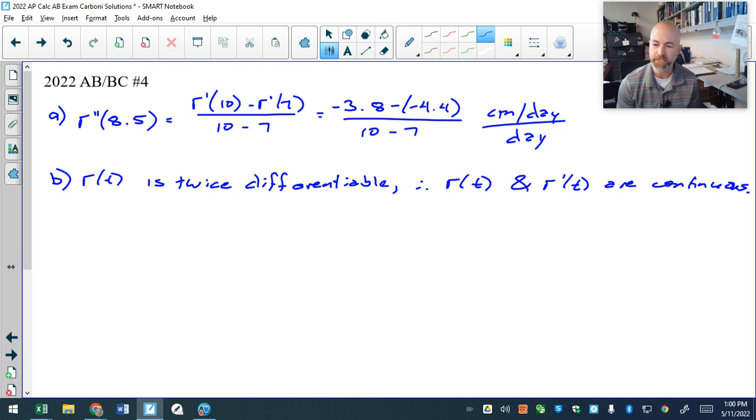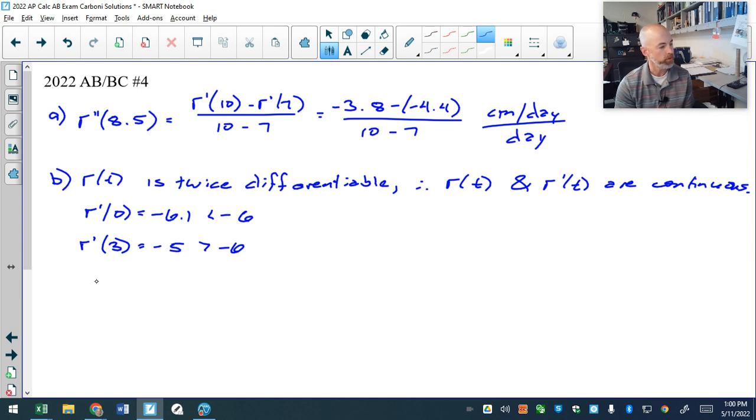Then I'm interested in achieving a value of negative 6. So I'm going to say this. r prime of 0 is negative 6.1, which is less than my desired value of negative 6. I'm also going to say that r prime of 3 is equal to negative 5, which is greater than my desired value of negative 6. Therefore, r prime of t must equal negative 6 for some value. We don't know where. For some t on the interval 0 to 3.